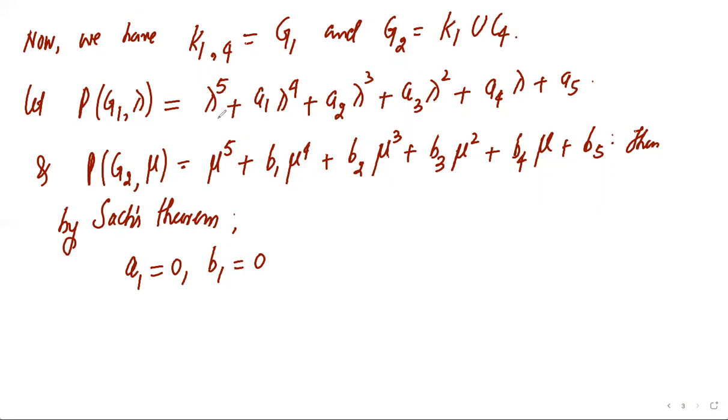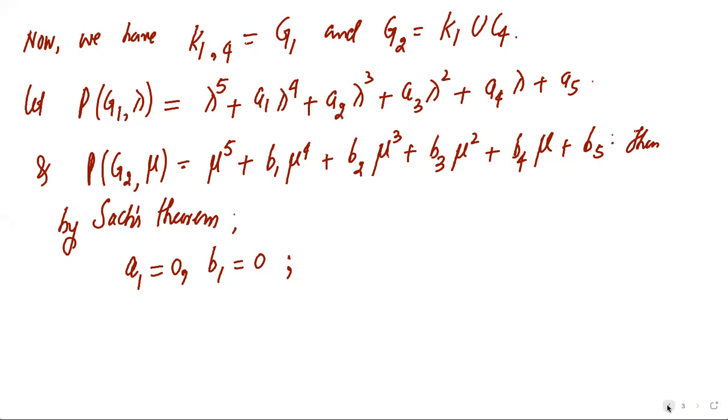And in fact, from the adjacency matrices, we already know that A1 is defined to be the trace of the adjacency matrix, and we know that the trace of the adjacency matrix of any graph, whether it is connected or disconnected, is always equal to 0. So A1 is 0 and B1 is 0, but this can also be seen from the Sachs theorem. Okay, now then A2 and B2.